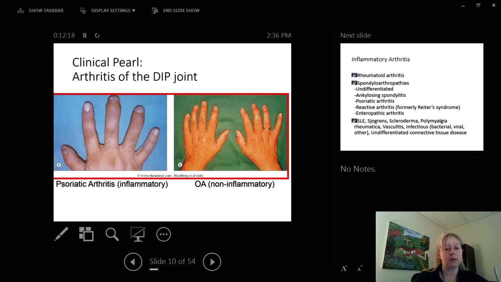Psoriatic arthritis, you have psoriasis, but it's an autoimmune disease, so it's really an internal issue. So that's another thing, when someone has a rash that looks like a psoriasis rash, you have to think, did they have any joint pain, joint stiffness, because you have to keep that differential in the back of your mind, the psoriatic arthritis.